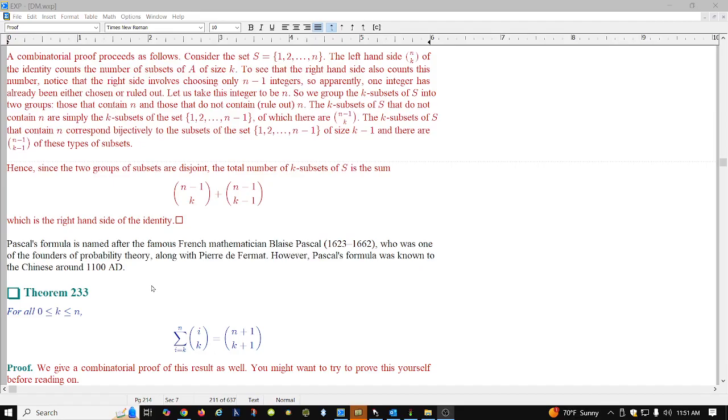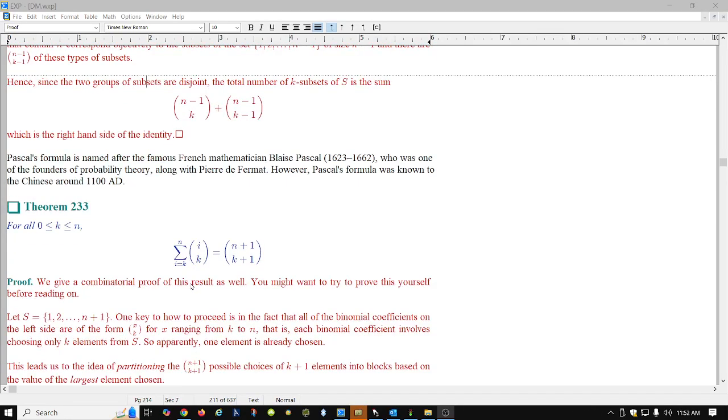Pascal's formula is named after the French mathematician Blaise Pascal. So is the Pascal programming language. Pascal was one of the founders of probability theory, along with Pierre de Fermat. Although Pascal's formula was actually known to the Chinese sometime around 1100 AD, so it's quite old.